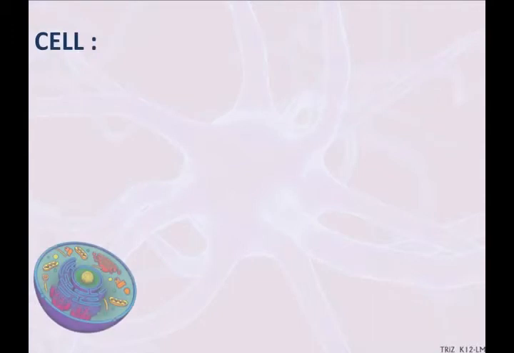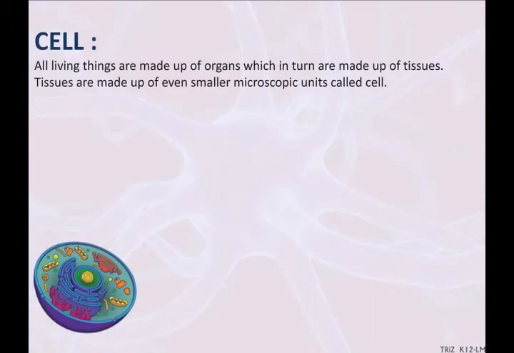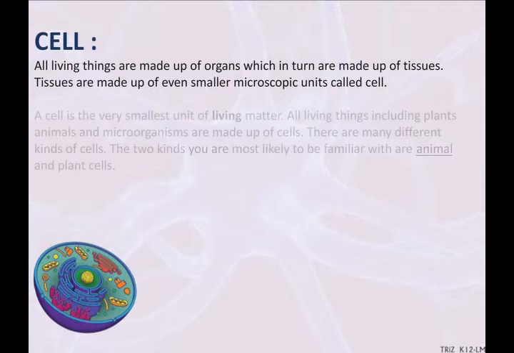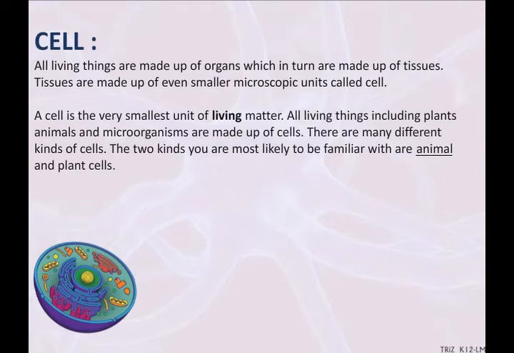All living things are made up of organs, which in turn are made up of tissues. Tissues are made up of even smaller microscopic units called cells. A cell is the very smallest unit of living matter. All living things, including plants, animals, and microorganisms, are made up of cells. There are many different kinds of cells. The two kinds you are most likely to be familiar with are animal and plant cells.